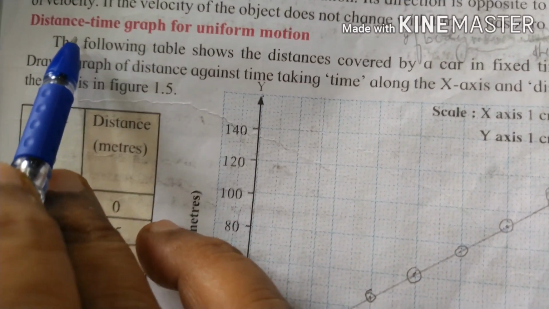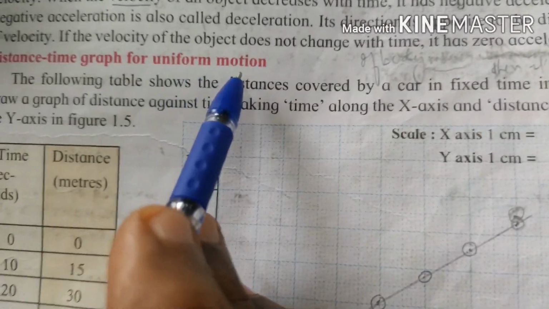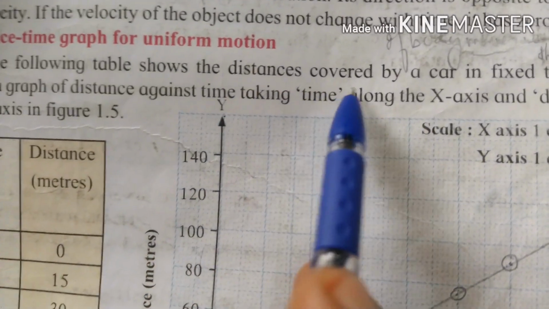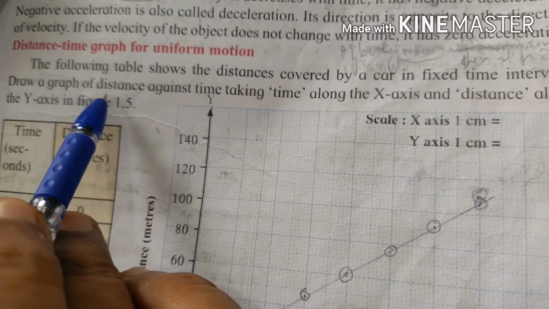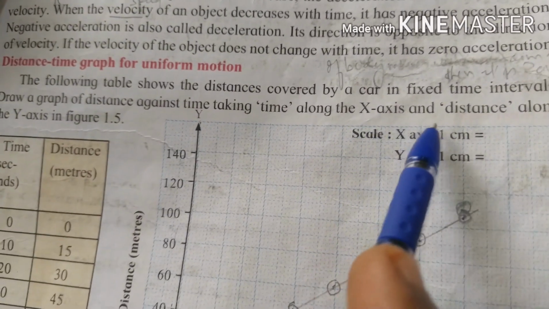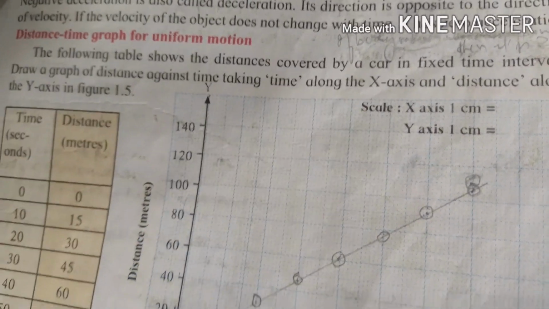Now, today we are going to study the distance-time graph for uniform motion. The following table shows the distances covered by a car in fixed time intervals. Draw a graph of distance against time, taking time along the x-axis and distance along the y-axis. So you see here, the graph is given here.